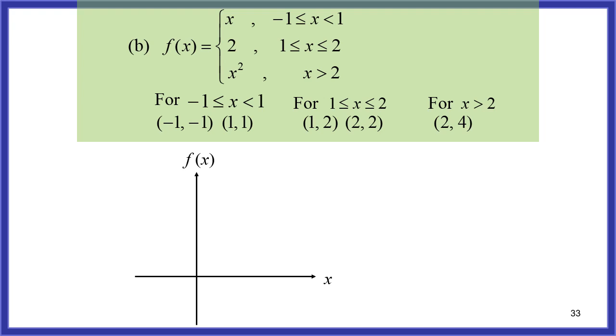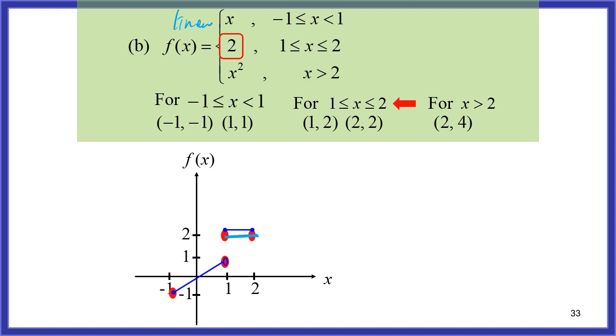For the first interval, from negative 1 to 1, we have 2 points, which are negative 1, negative 1 and 1, 1. Because x is linear, it will be a straight line, so we just connect these 2 points. And then for the second interval, from 1 to 2, x is 1 and 2, so all the values here are 2. We connect these 2 points and it should be a horizontal line, here.